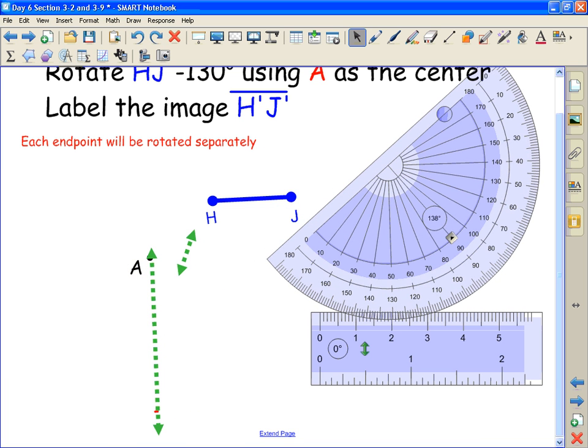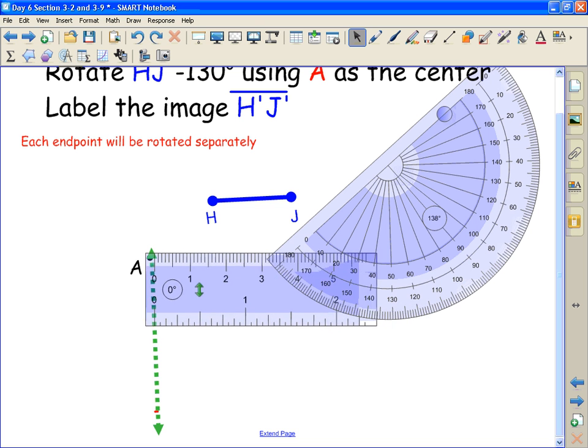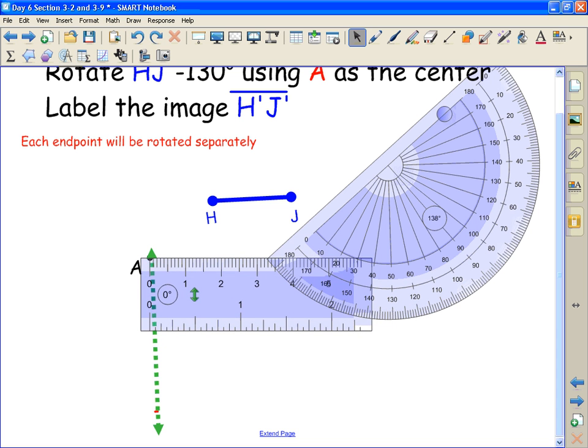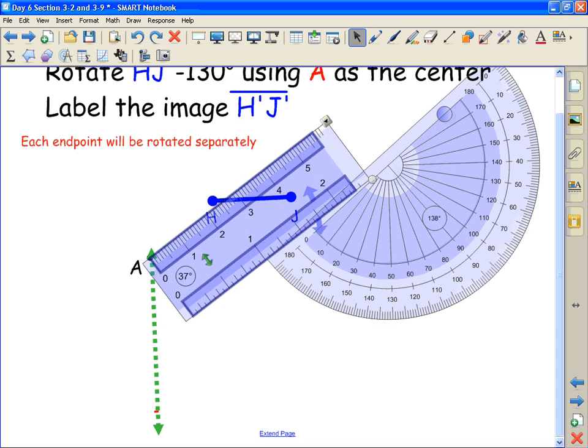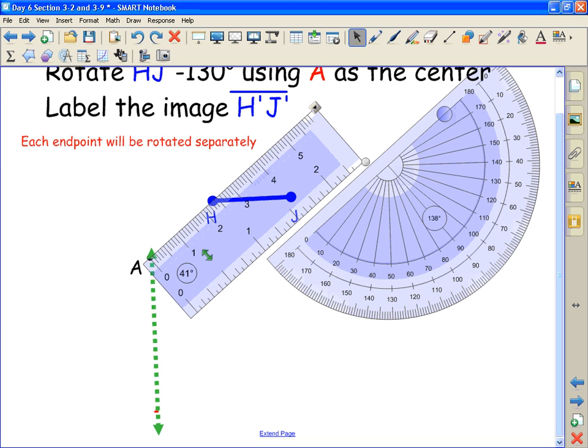I'm going to move my protractor away here. Made a mistake with the green line. I'm going to measure how far away point H is. If you measured, I have adjusted the ruler to fit yours, it should be approximately 2.3 centimeters away.